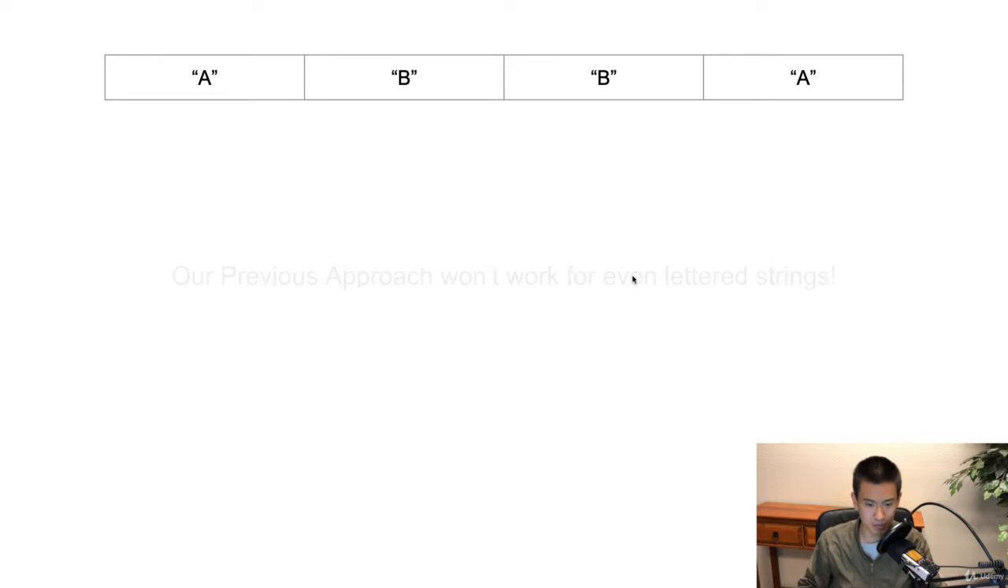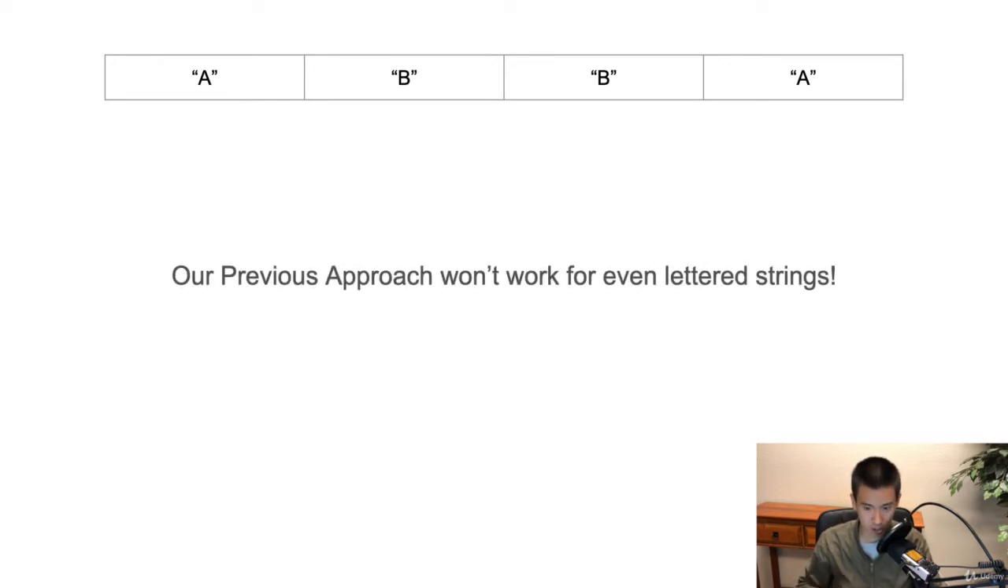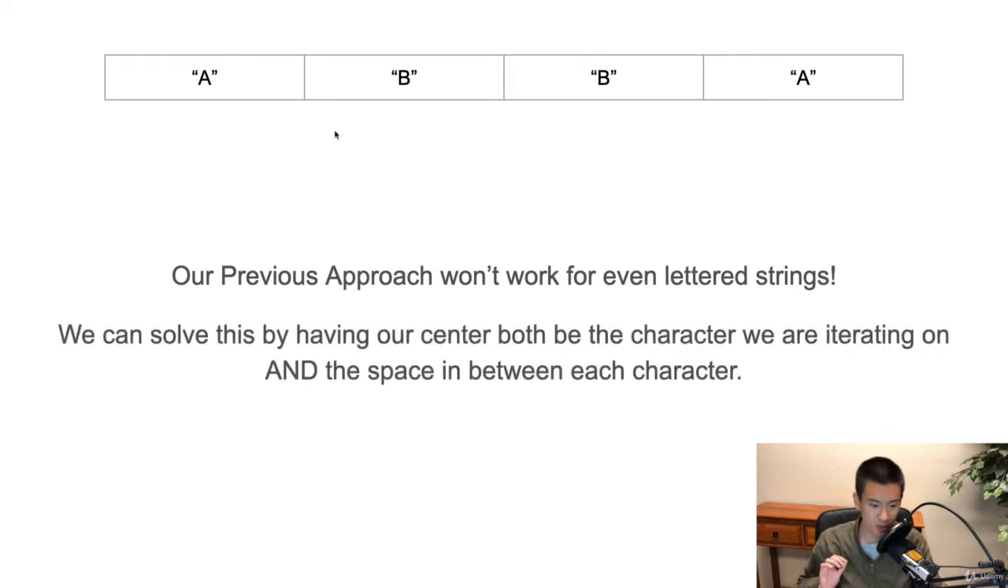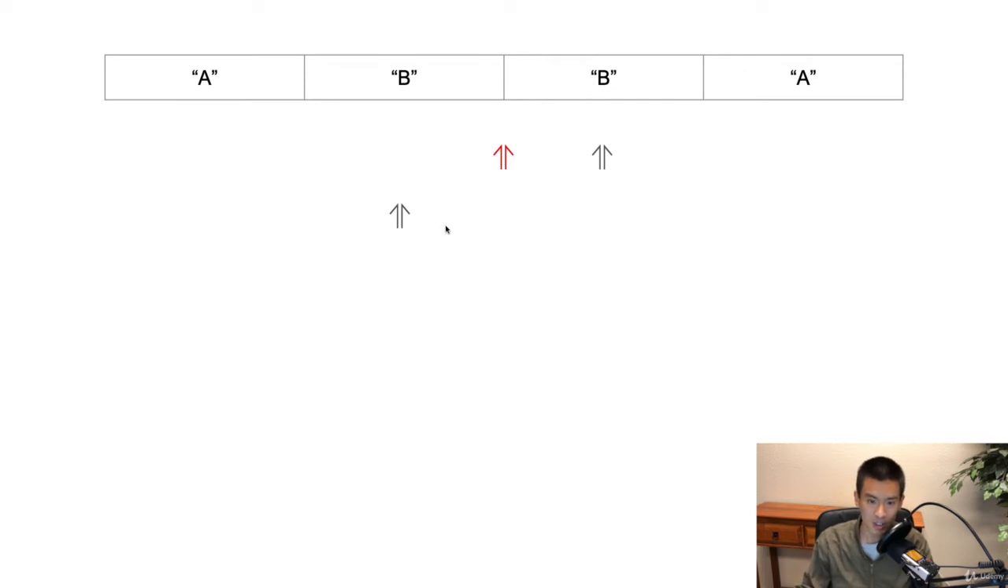But there's a problem. Our previous approach won't work for even lettered strings. With our previous approach, it's going to say our longest PS is just the character A. How can we fix that? We can fix that by having our center both be the character we are iterating on and the space in between each character. So for A, we'll make the center A, then this, then B, then this in between, then B, then in between, and then A again. So for example, our longest palindromic substring is ABBA.